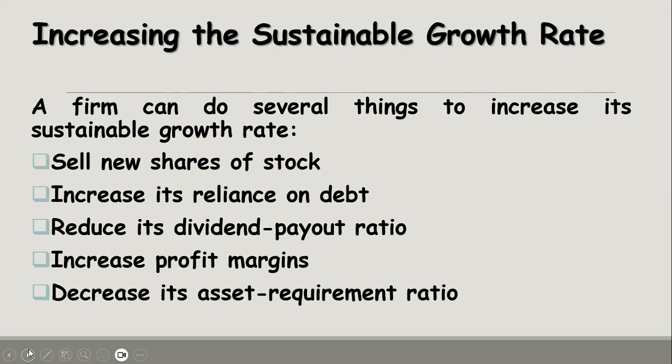Increase the sustainable growth rate. There are some measures that can be taken to increase the sustainable growth rate. A firm can do several things to increase its sustainable growth rate. Sell new shares of stock, which means generating funds through equity. Increase its reliance on debt.